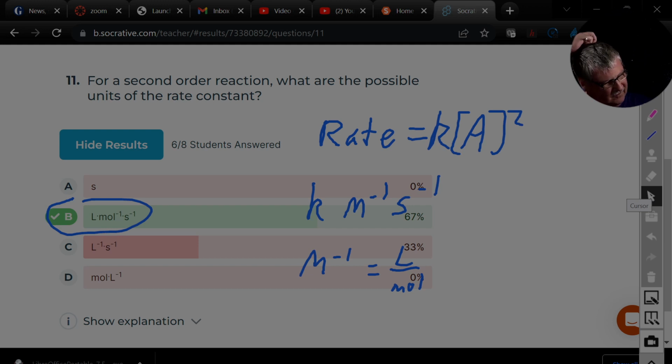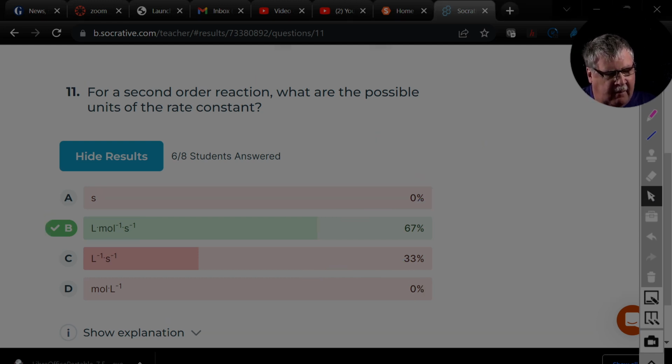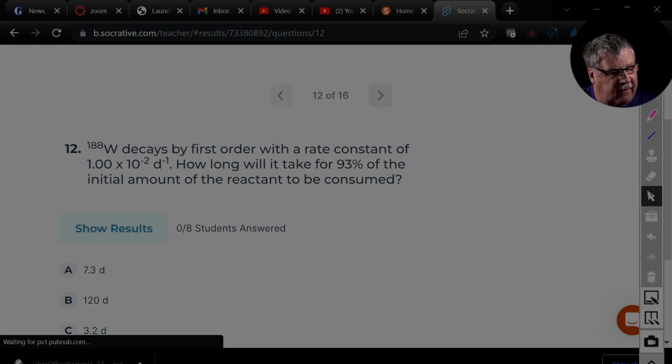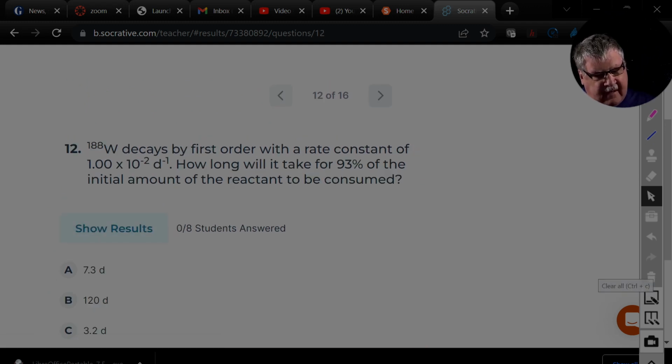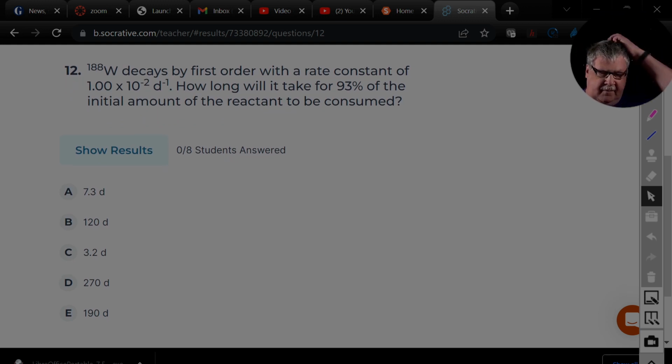So again, you want to remember your units for rate constants. It comes in handy not only to answer questions like this, but sometimes questions are phrased in such a way that they don't actually give you the rate law. They just give you the units for the rate constant.